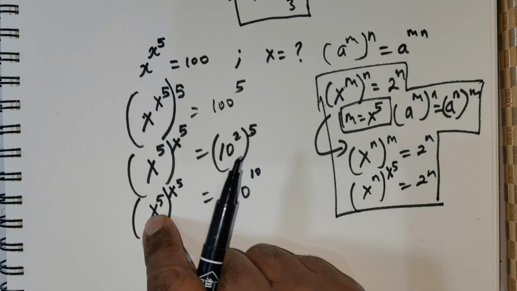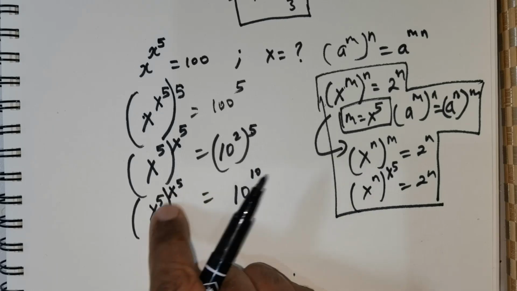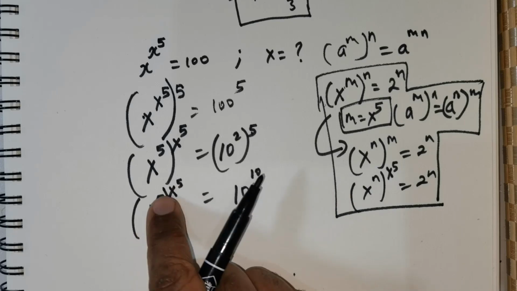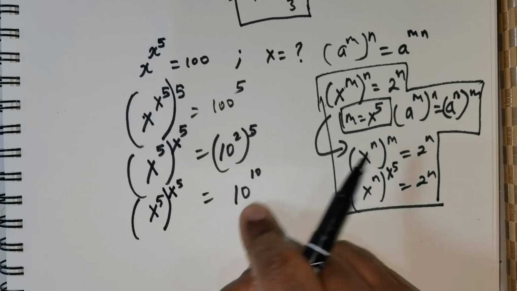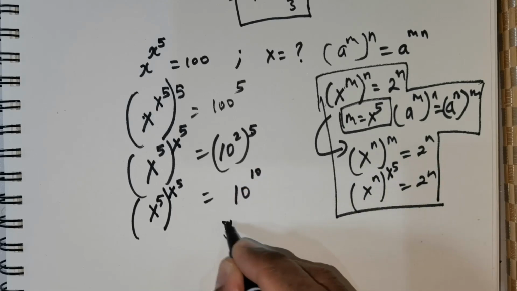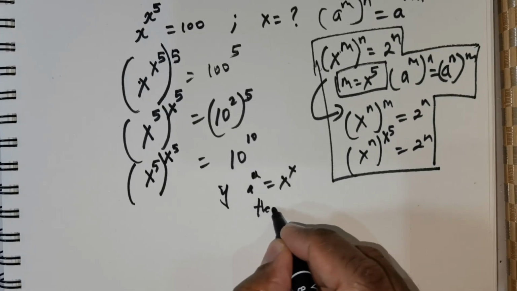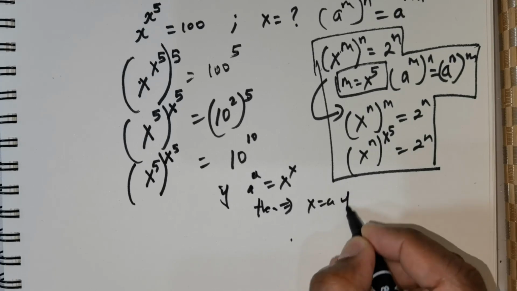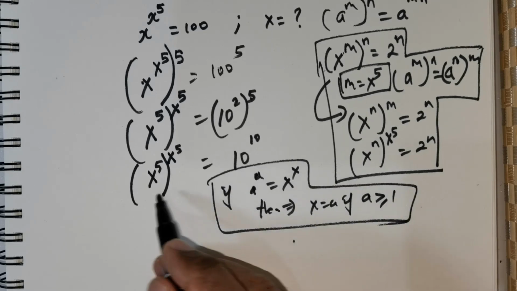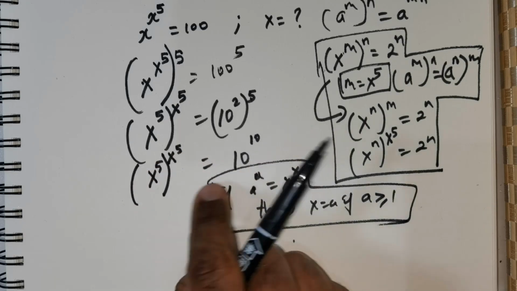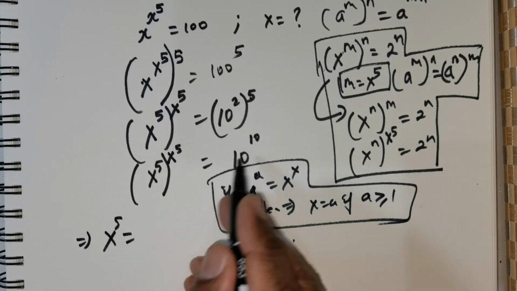So you see that the base and the exponent, they are one and the same, which is synonymous to the right side. The base and the exponent, they are one and the same. Now as I mentioned to you, if you got a raised to the power of a is equal to x raised to the power of x, then this would imply x is equal to a if a is greater than or equal to 1. So this is an algebraic property. So by this property, the base and the exponent are equated to the base and the exponent. So this would mean x power 5 is equal to 10.